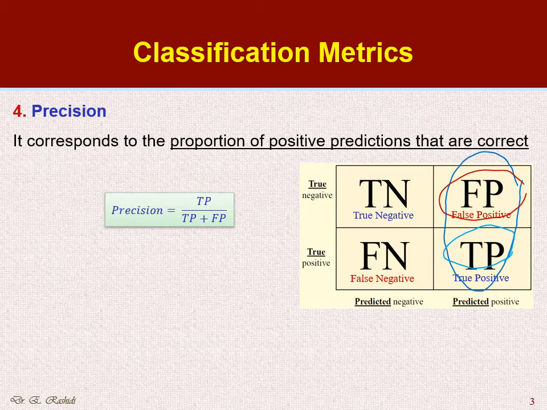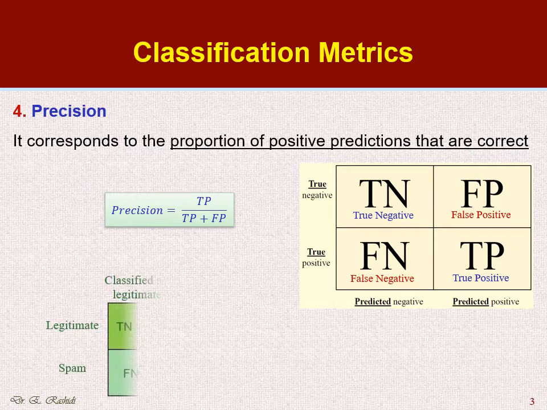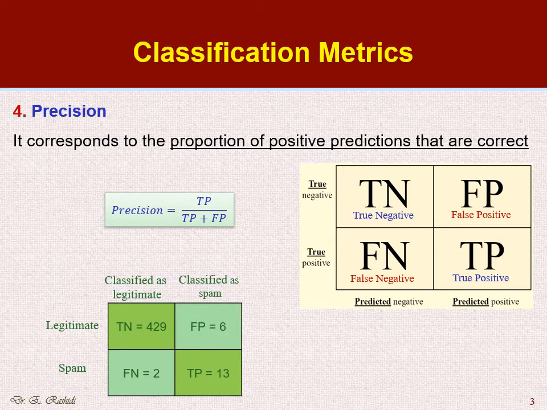If we go back to our email classification example, we can find the precision. The precision would be the proportion of positive predictions that are correct. These are all the positive predictions, and only 13 of them are correct. So that would be 13 divided by 6 plus 13, which is about 68%.